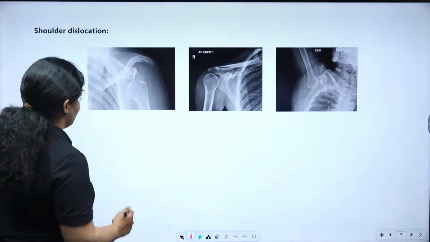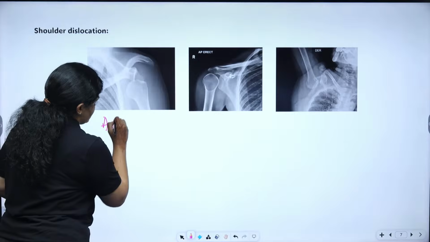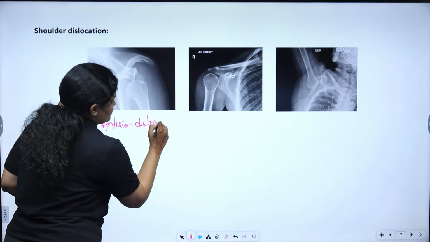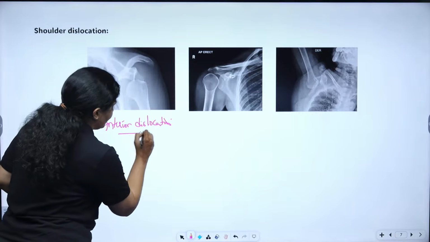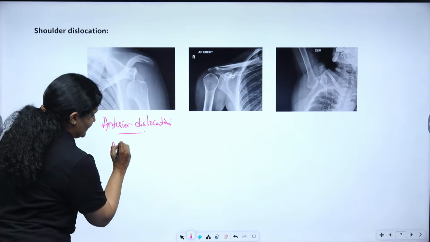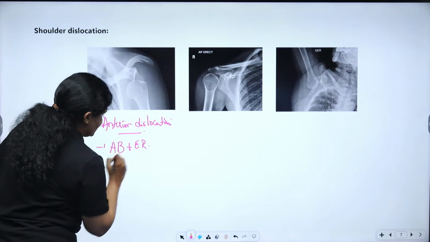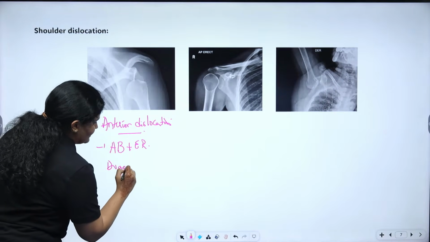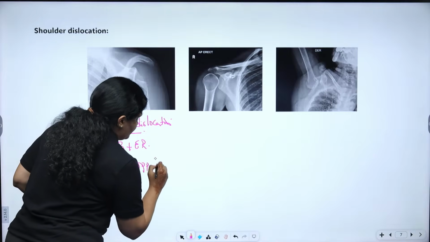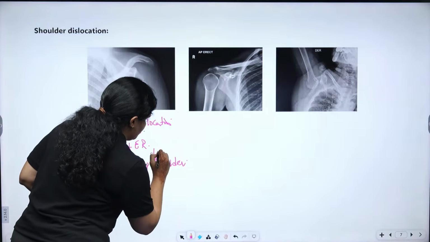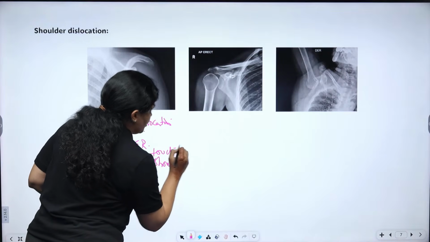If you see, this is your anterior dislocation. Typically the patient will say there is a history of trauma, and if you ask clearly, they say the mechanism is abduction plus external rotation, and you have your Dugas test to identify that touching the opposite shoulder, adduction, is not possible, right?